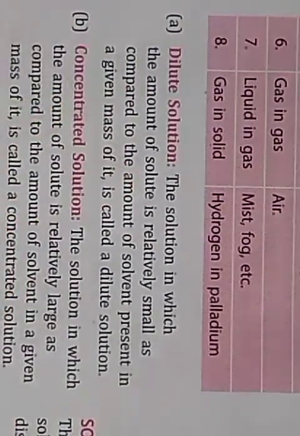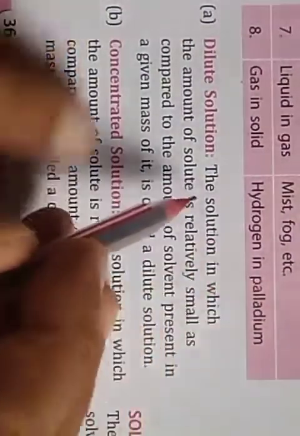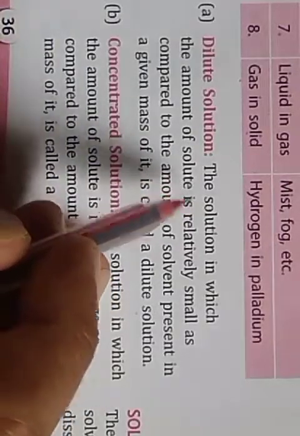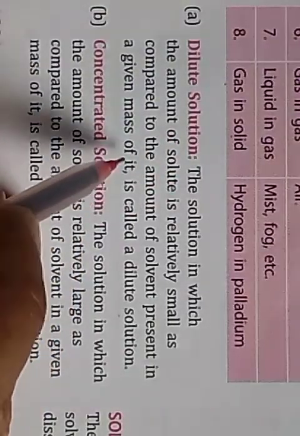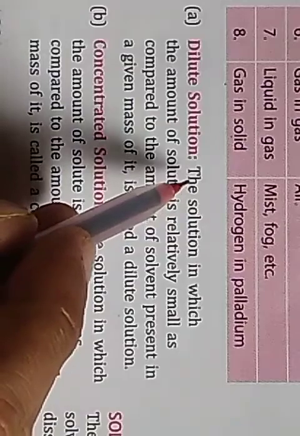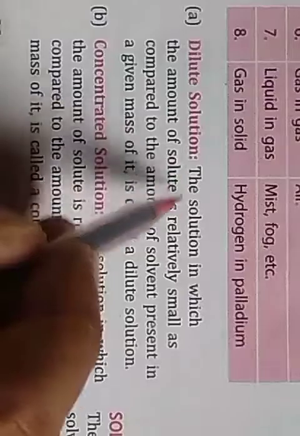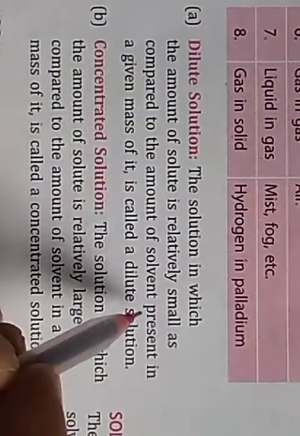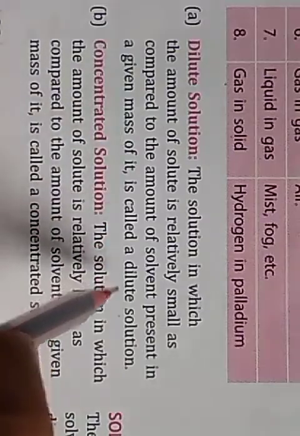Now next types, dilute solution and concentrated solution. These are types according to the concentration, the amount of solute present in the water. Not only two but more than two types. Dilute solution: the solution in which the amount of solute is relatively small as compared to the amount of solvent present in a given mass of it is called a dilute solution.